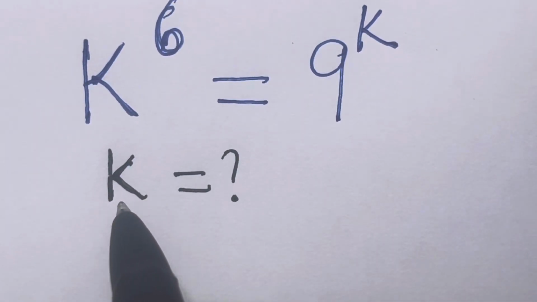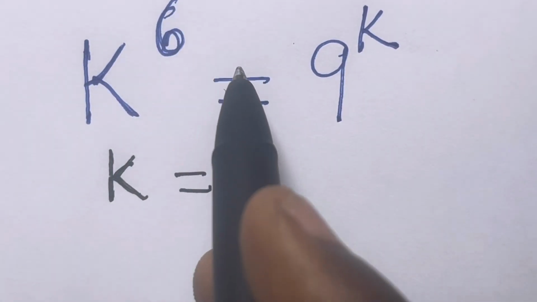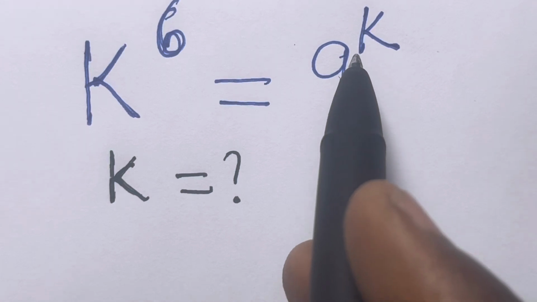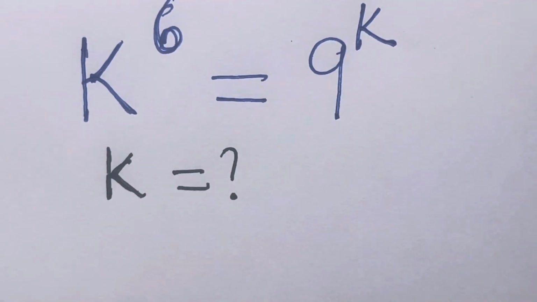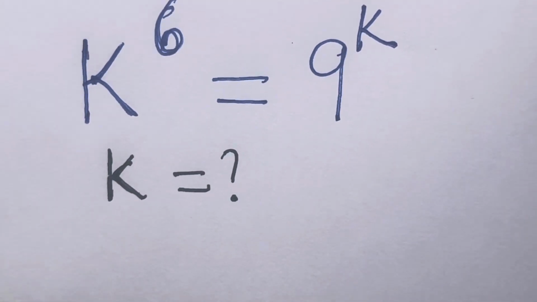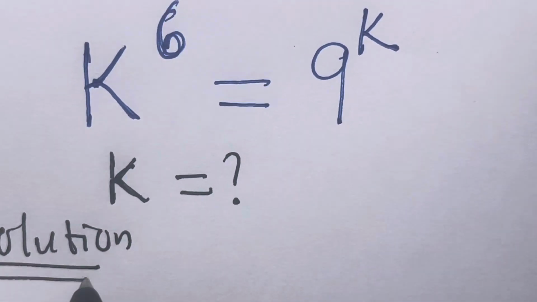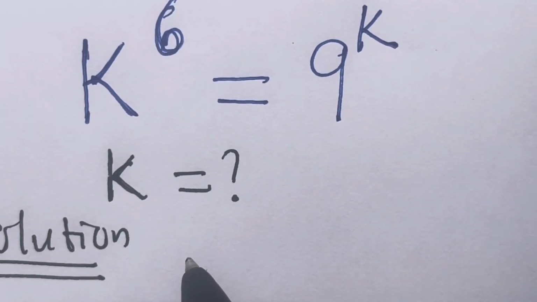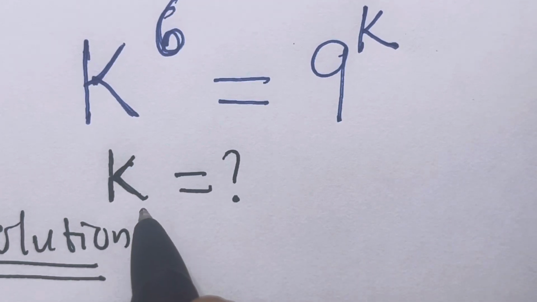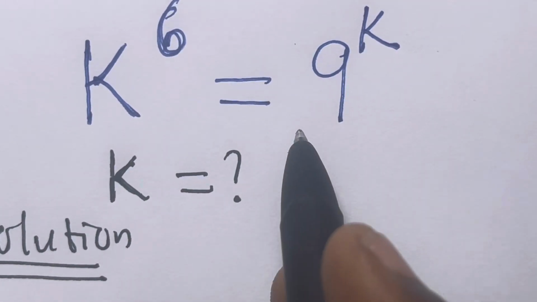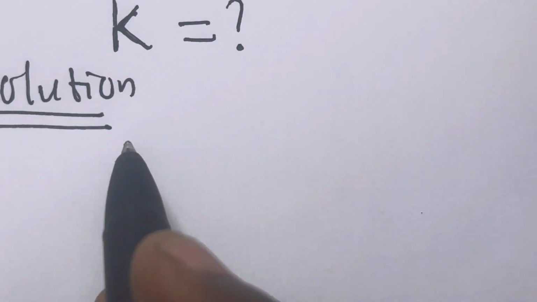Welcome. We want to solve for k in k raised to power 6 equals 9 raised to power k. Guys, let's say solution. But wait a minute. Can you find the value of k that balances these powers? But let's solve it together.